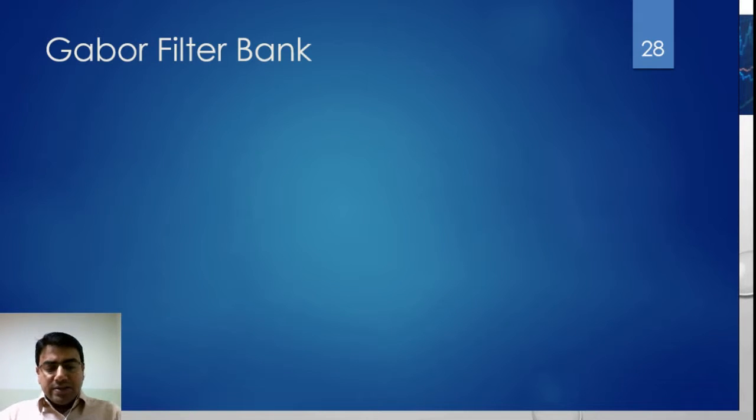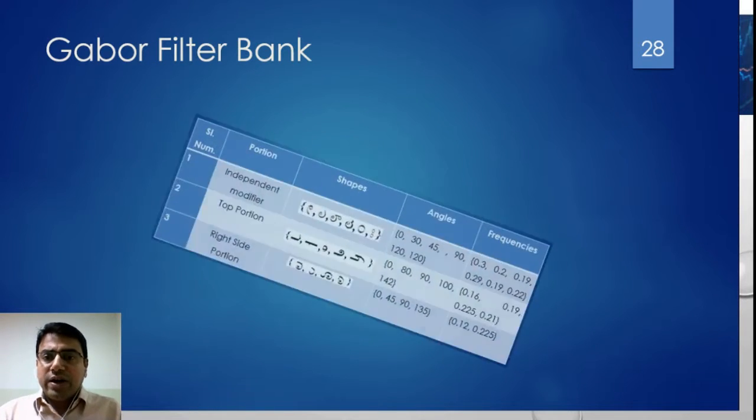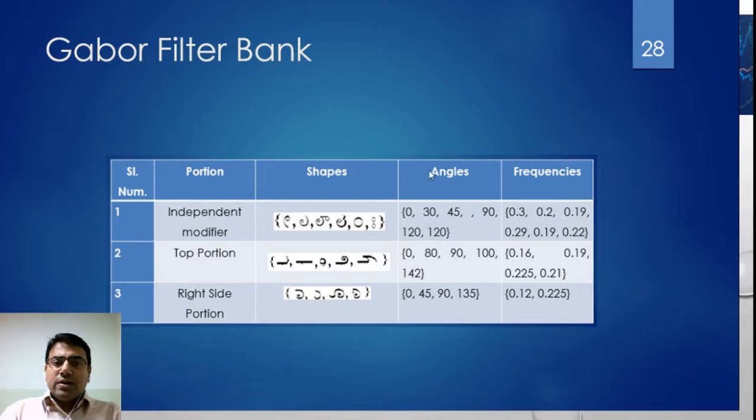This is one of the grid systems, which is shown in this figure. A Gabor filter bank is created. The Gabor filter bank for independent modifier is created with different angles and frequencies. Similarly, several sets of Gabor filters are created for top portions and right side portion. The angles and the corresponding frequencies are shown in this table.